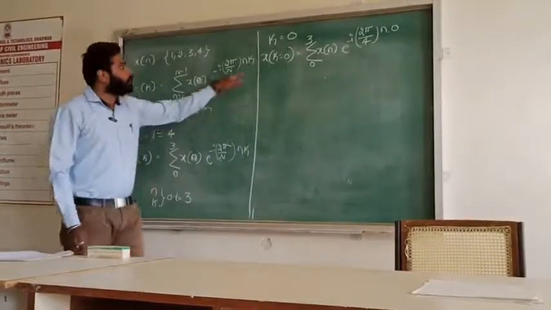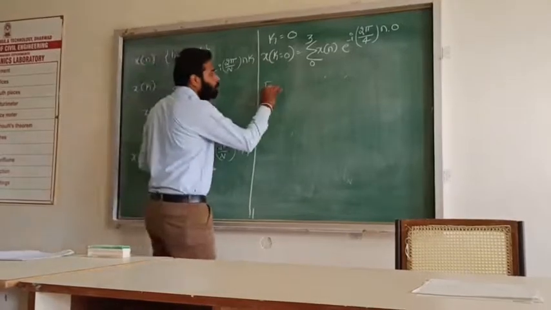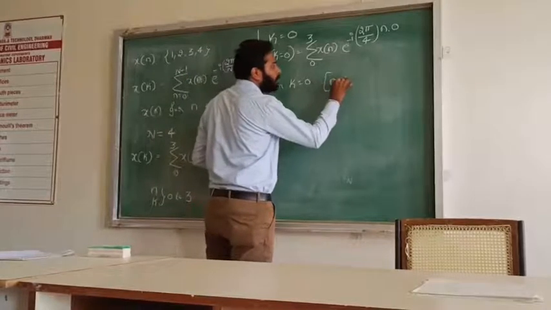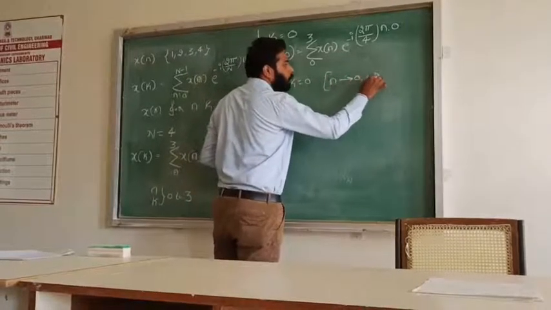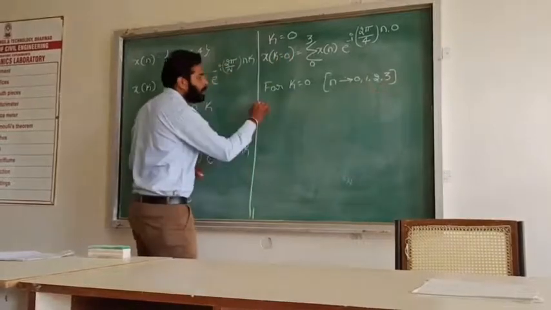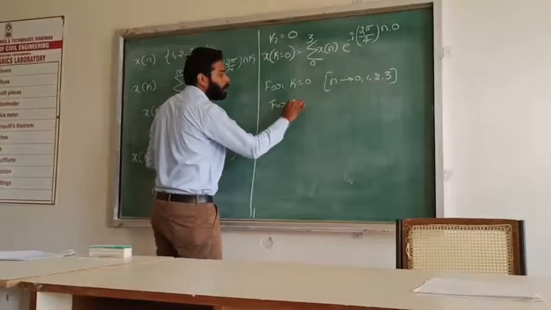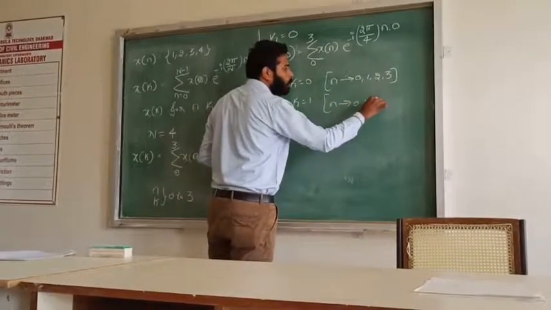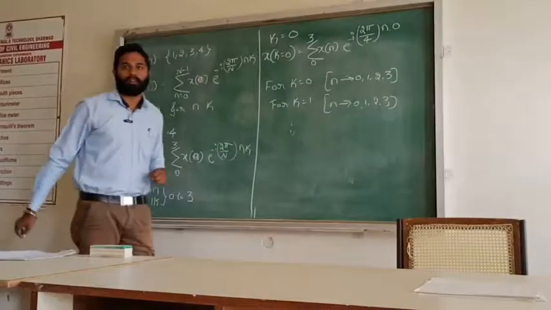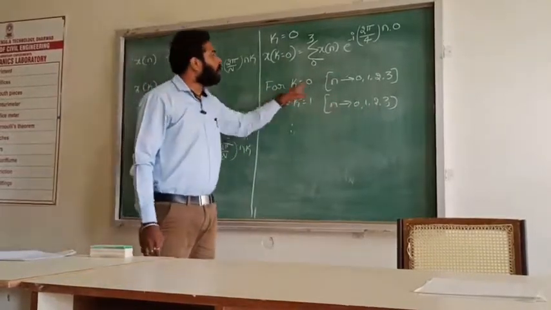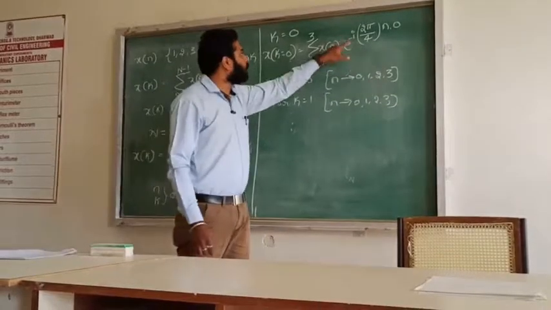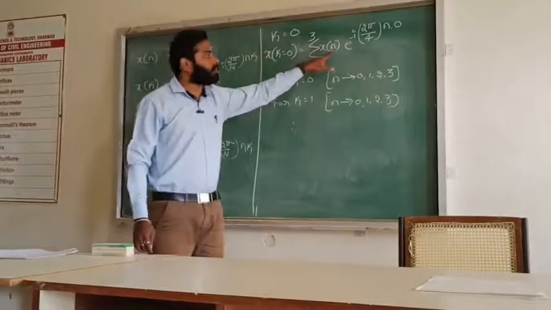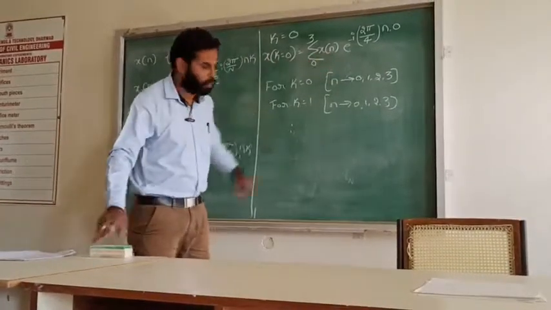Now for k is equal to 0, how do we find it? For k is equal to 0, we need to put the value of n as 0, 1, 2 and 3. Similarly for k is equal to 1, again n is equal to 0, 1, 2 and 3, and so on. In the place of small n, we will put 0, 1, 2 and 3.